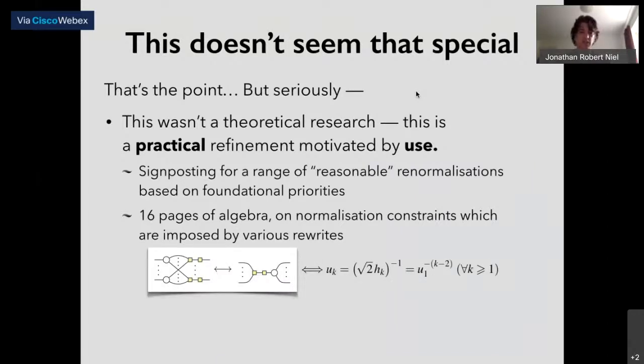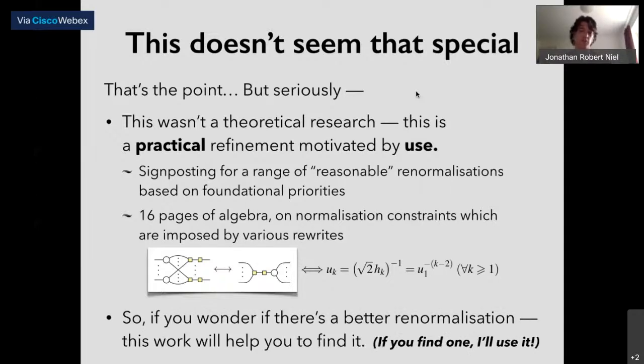So as an example, this is the constraint imposed by having the bialgebra rule on the nose for the ZH calculus. I won't explain what those U's and H's are. Actually, I will. It's short enough. They're just renormalization factors for white and Hadamard boxes. If you wonder if there's a better renormalization, you can use those 16 pages of algebra to see if you can find one. And if you find a better one, I'll use it. I'm motivated by practice. If you find one that's easier to use, I will use it.